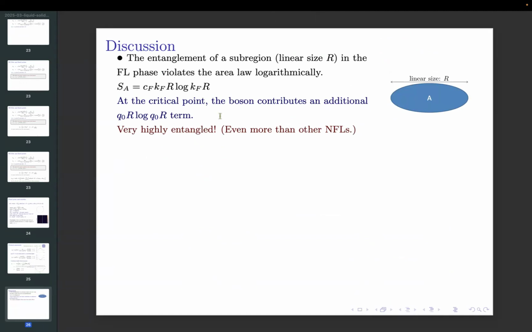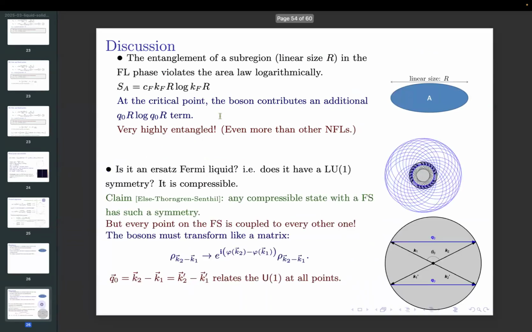This is a very gapless theory. One sense in which it's very gapless is, in addition to the log violation of the area law of the entanglement entropy from the Fermi surface, at the critical point, the Bose surface also contributes a similar log variation.